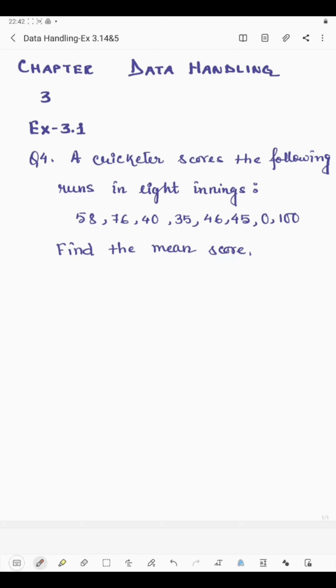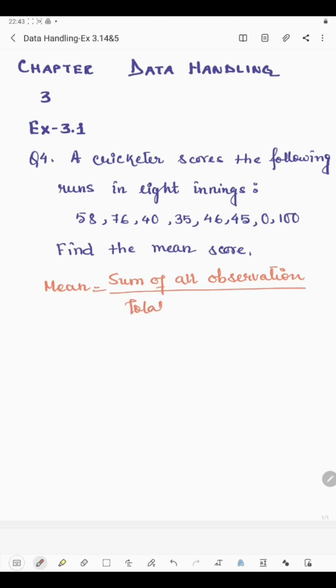Let's start by writing the formula of mean. So mean is equal to the sum of all observations divided by the total number of observations. Now what are observations? The data which is given to us are observations.